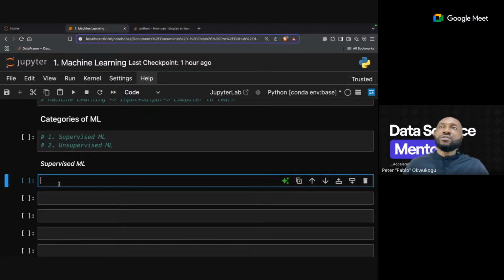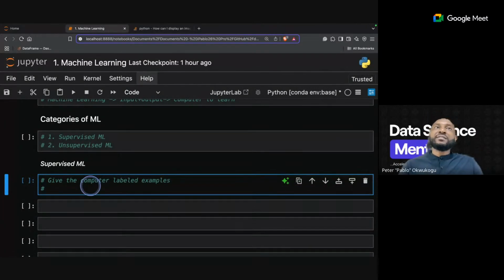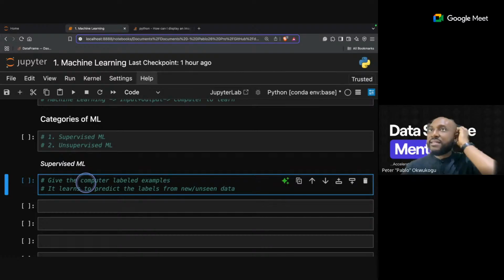Now, with supervised ML, what you do is you give the computer labeled examples, right? Which is what we've mentioned here. And what the computer does is it learns to predict the labels for new and unseen data, right? So again, the Apple thing comes in with labels. You keep showing it labels, and when you throw in something new, maybe after showing it bananas and apple, then you bring in an orange, and it should be able to say no.